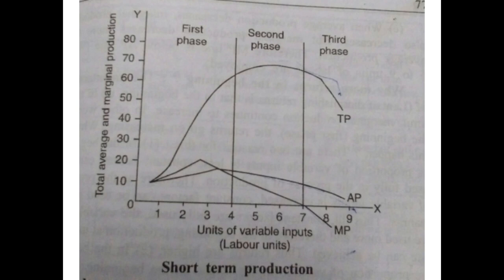moves downward. So this is the diagram, and it is showing total production, marginal production and average production as stated in the example. It is exactly showing the things in the diagram.